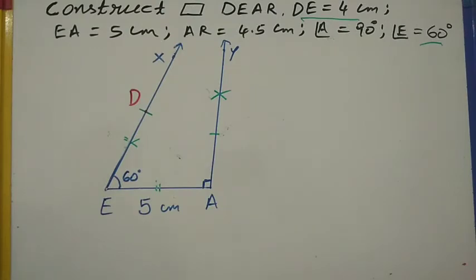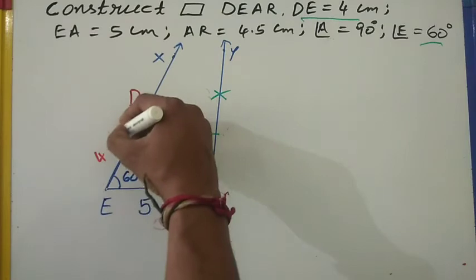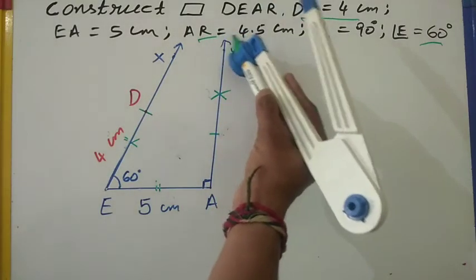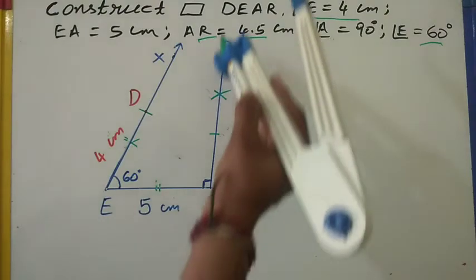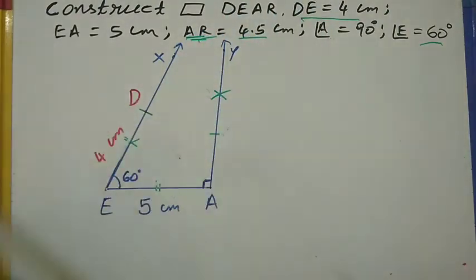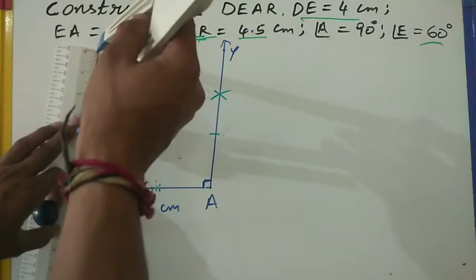Similarly, here DE is of measure 4 centimeter I have used as a radius of compass. Next, to find point R, which lies on the AY ray, I will make use of AR measure or the length of AR side as the radius of compass.